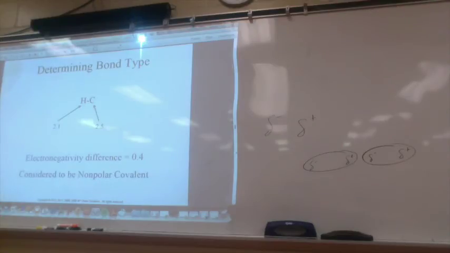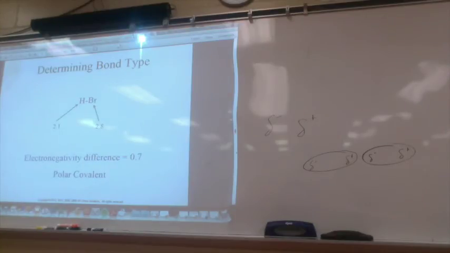Next one, CH, 2.5 to 2.1. What do they consider this to be? It's really like right on the cusp of becoming polar, isn't it? So CH is one of those harder bonds, but typically you're going to see them in some sort of long chain or they'll be part of something else. But the bond itself is considered to be nonpolar covalent.